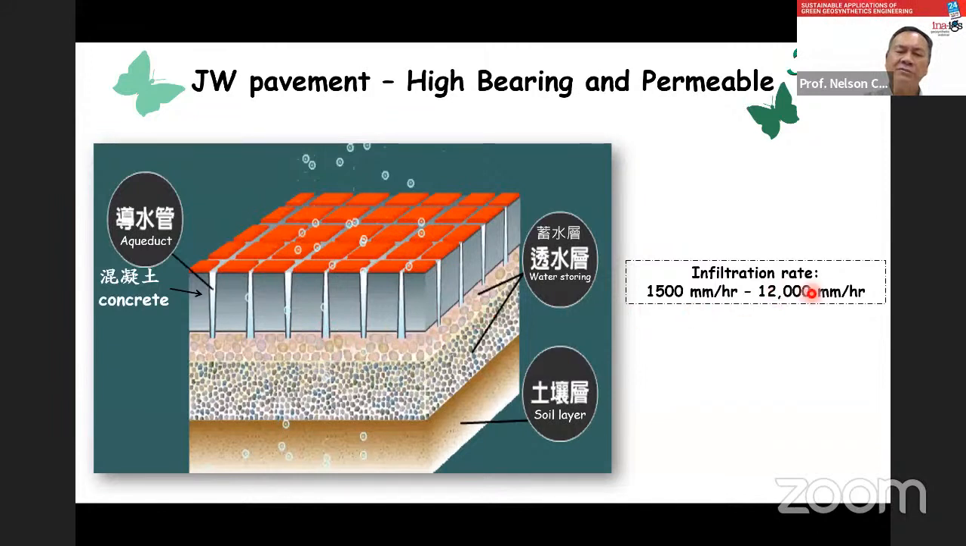Also the infiltration rate, the water can go through this hole easily because the hole is about 1 centimeter in diameter. So the water can get in with a very high infiltration rate compared to normal pervious pavement.